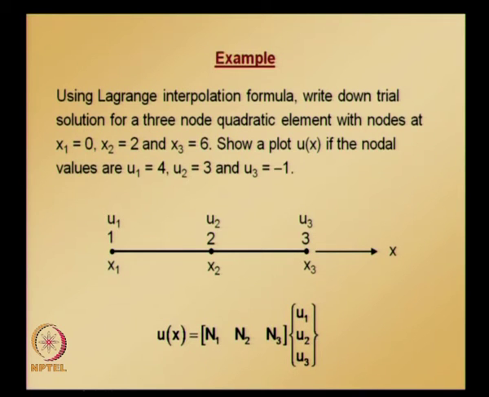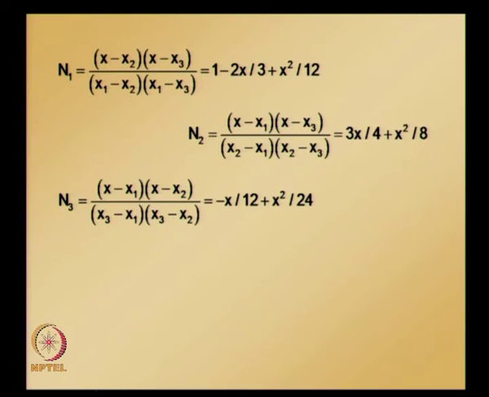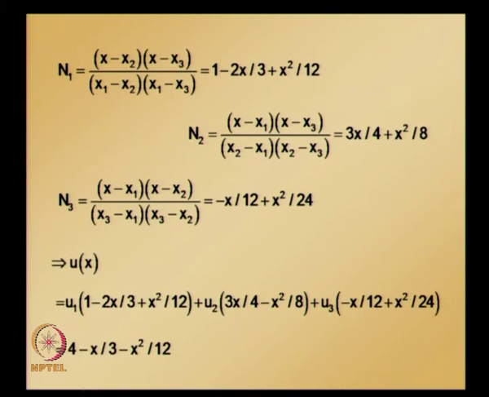So, now n1, n2, n3 after substituting x1, x2, x3 values and simplifying, we will obtain what is shown there. Now, using these n1, n2, n3 values, the approximate expression for approximation of u can be obtained by substituting n1, n2, n3 and simplifying, and u1, u2, u3 numerical values are given.